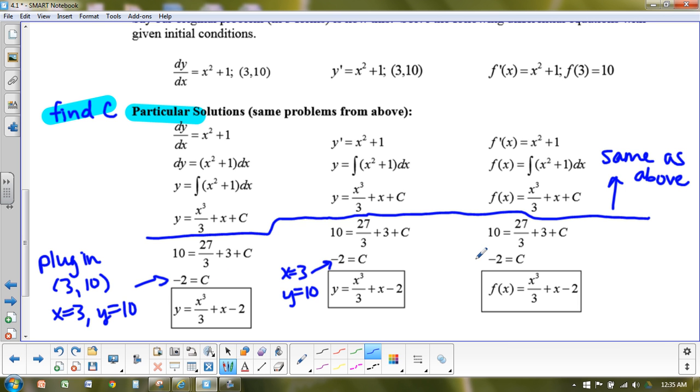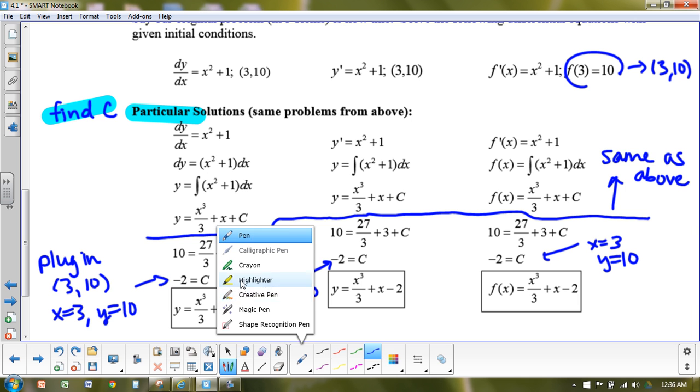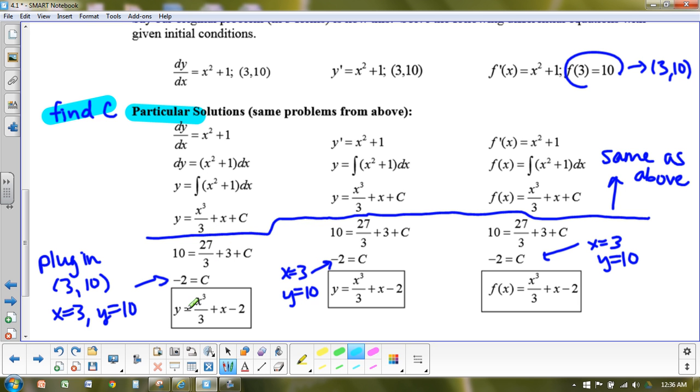And then in this question, from f of 3 equals 10, you can pick out also, okay, that's the coordinate 3, 10, so still the same thing, x equals 3, y equals 10, plug it in, figure out what C is. And then what's left is what we call the particular solution, where you go back and say, oh, every single time the C was -2, I need to go back and fill in my formula with the C value being -2. I need to actually make sure I've found C and plugged it in.